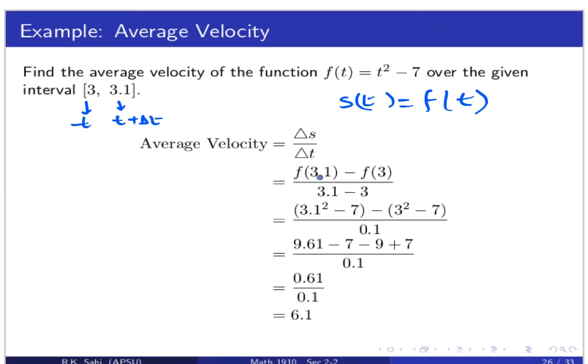So f of 3.1 is what? You plug it over here: 3.1 squared minus 7, minus 3 squared minus 7. You get 9.61, and minus 7 and positive 7 cancel out, divided by 0.1. And when you do the math, you get the average velocity to be 6.1. Okay, that's average velocity, which, think of this as your simple, sometimes we call it speed. That's the way you look at it.